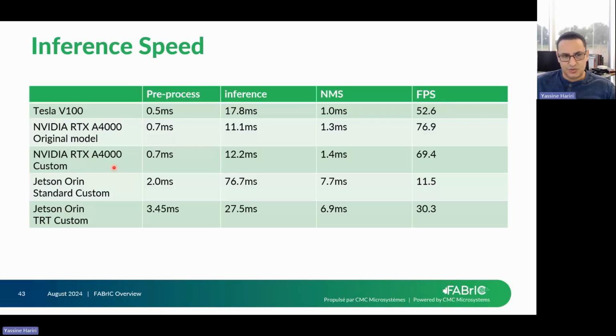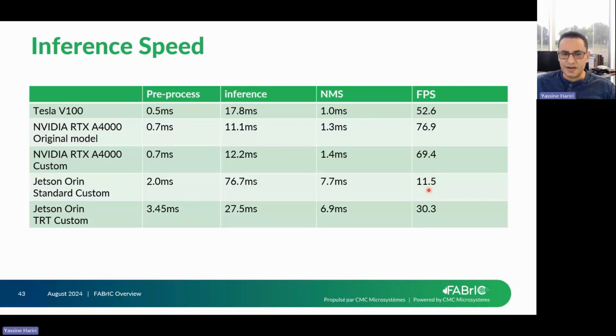Now things get serious when we fine-tune the model. This is custom inference. As you see, it's similar to before. But when you go to Jetson Orin without any optimization, the frame rate, or FPS, drops from 70 to only 11.